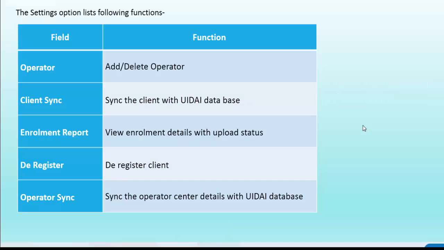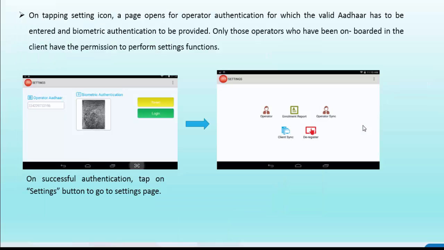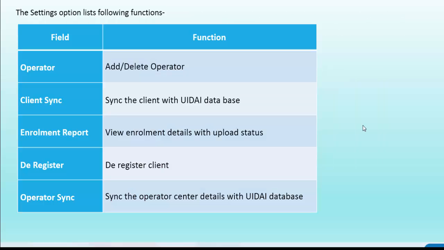So we have 5 icons in the settings tab. The first one is the operator icon, so we can add and delete the operator using this option. Client sync is used to sync the client with the UIDAI data server, that means CIDR. Then enrollment report, so we can view the enrollment details with the upload status.